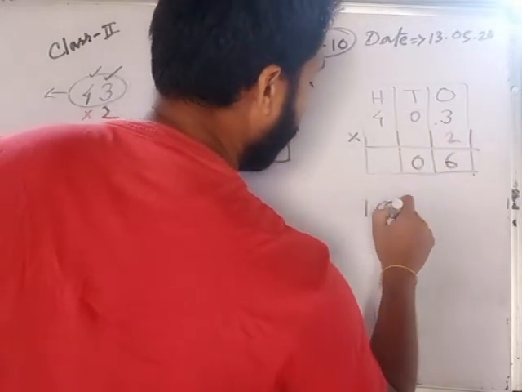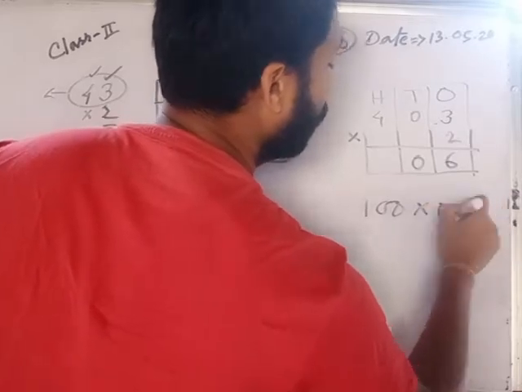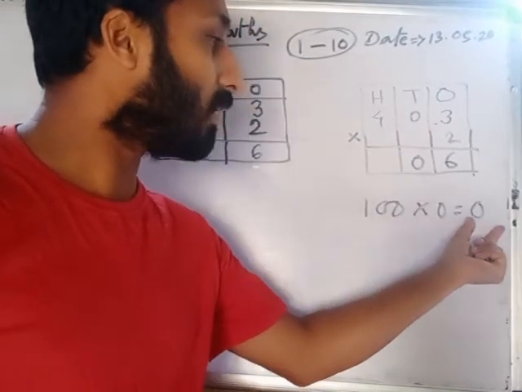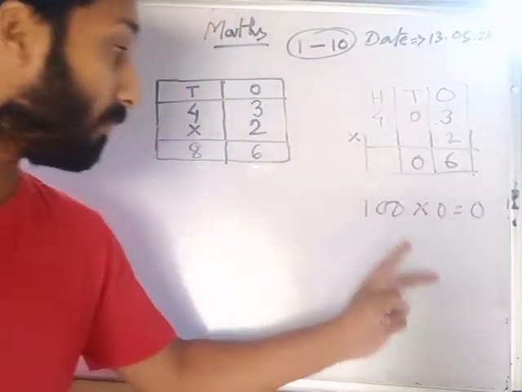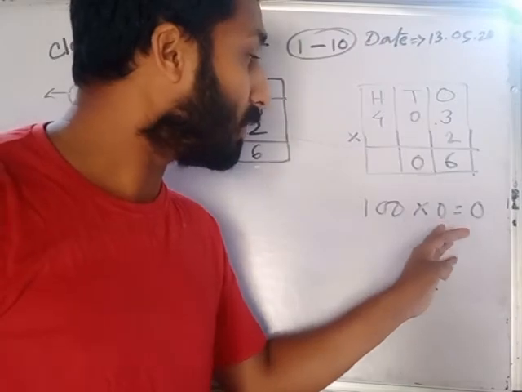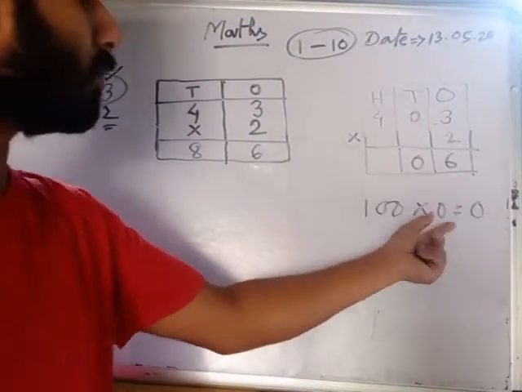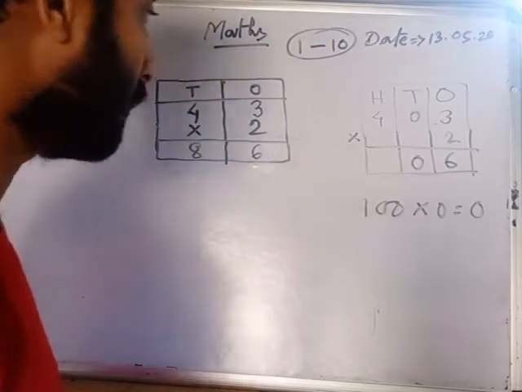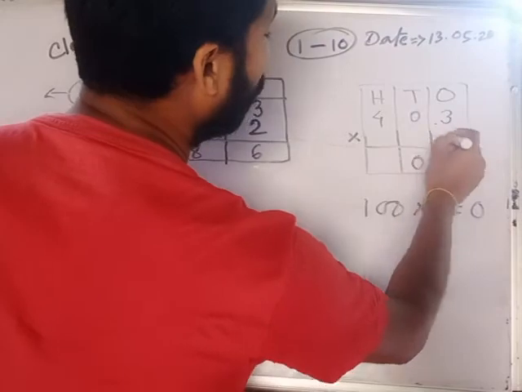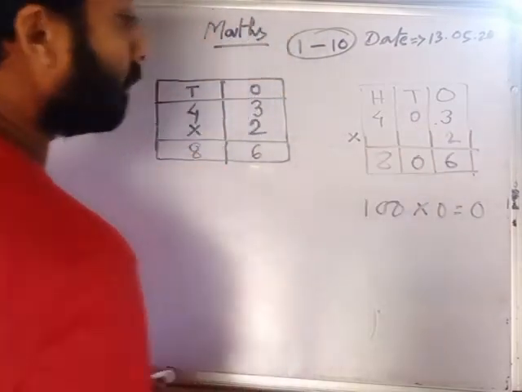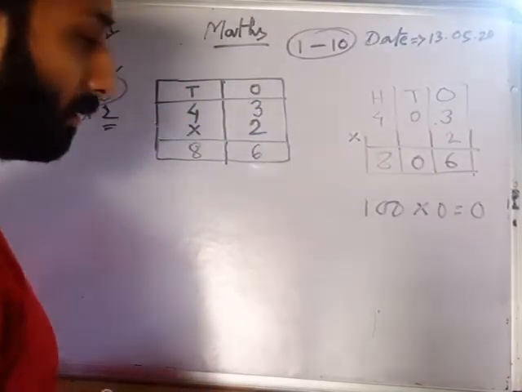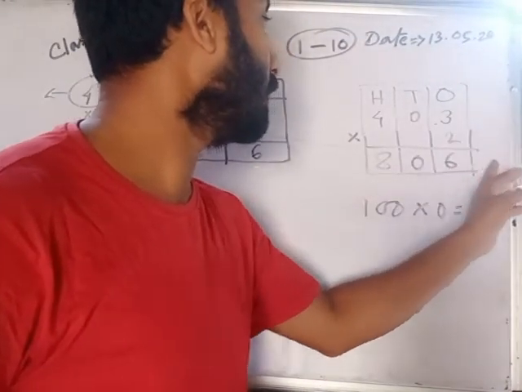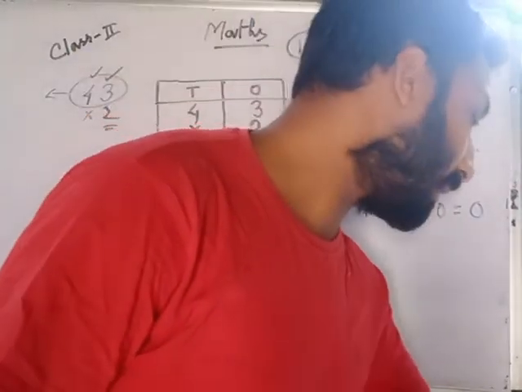If we multiply 100 with 0, it is also 0. That means if any number is multiplied with 0, the answer or product is 0. That's why it is 0. 4 2s are 8. That means 806 is the product. Okay. It is multiplicand, it is multiplier, it is product. Do you understand these things?